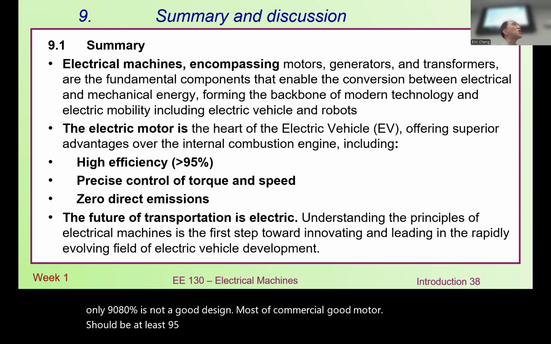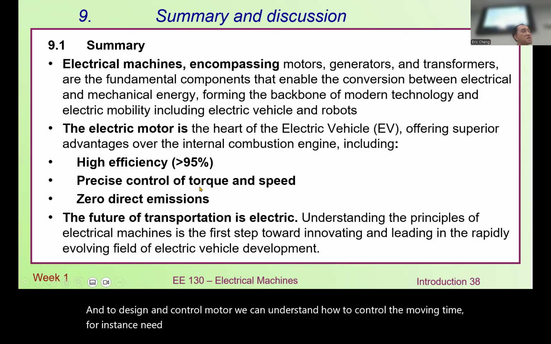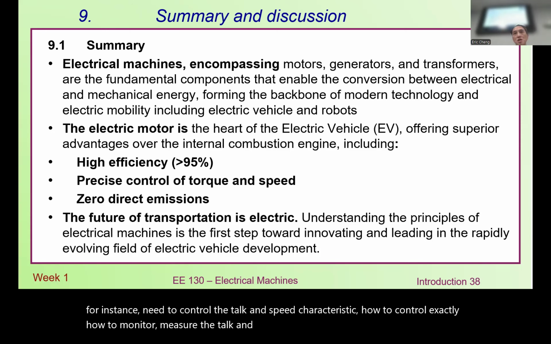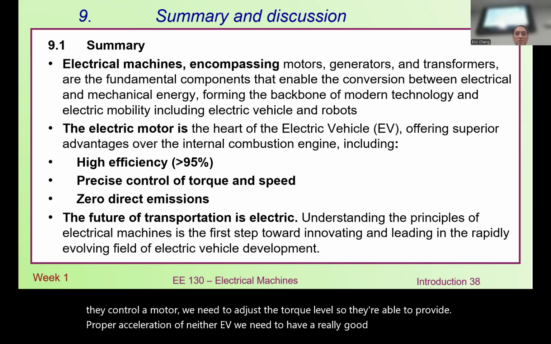And to design and control a motor, we need to understand how to control the moving part. For instance, we need to control the torque and speed characteristic, how to monitor and measure the torque, and how to control the torque. When we control a motor, we need to adjust the torque level so it is able to provide proper acceleration. Like the EV, we need to have a really good acceleration as well.